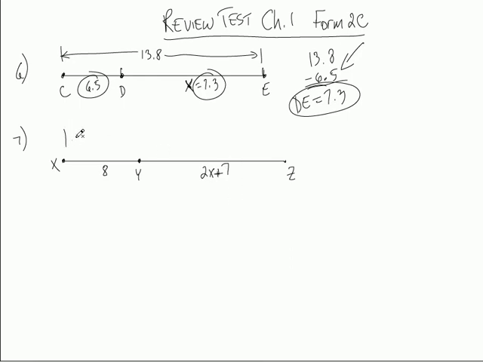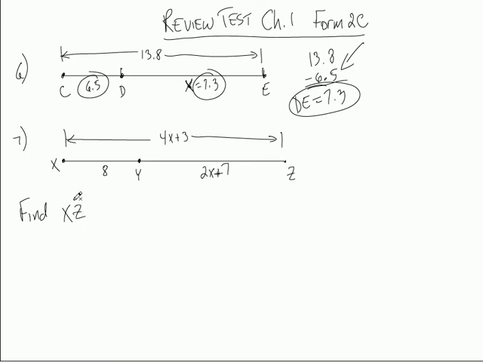And then they also tell you the whole thing. And I'm going to do this. That's 4x plus 3. All right? You understand what's going on here? 8 is this little bit right here, XY. From here to here, from Y to Z, what's the length of that? It's 2x plus 7. Well, what's the length of the whole thing, XZ? It's 4x plus 3. What are they asking you to find?